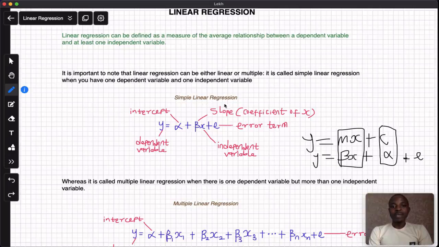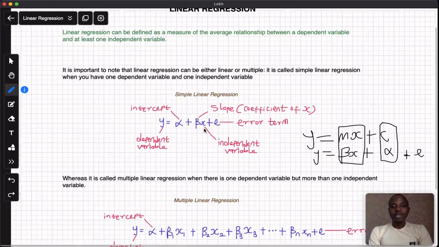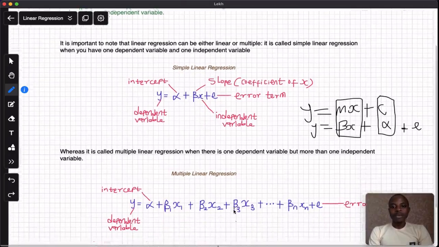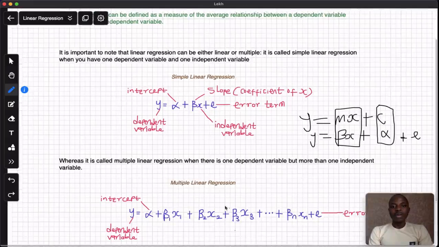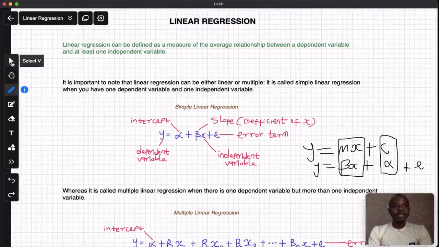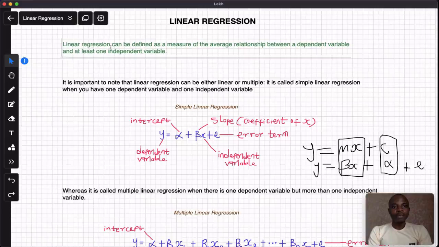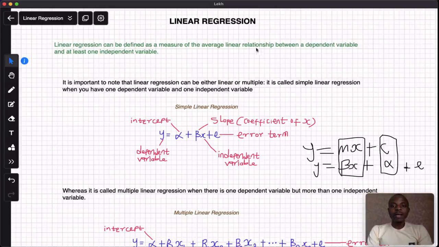Okay, in the simple linear regression you have just one independent variable, but in the multiple linear regression you have more than one independent variable. So you have more than one independent variable here. You have just one independent variable here. So there is something that is missing in our definition of a linear regression that we need to put. A linear regression can be defined as a measure of the average linear. The word linear has to show there to show that it follows a straight line equation, or it gives a straight line when you plot it, at least approximately.